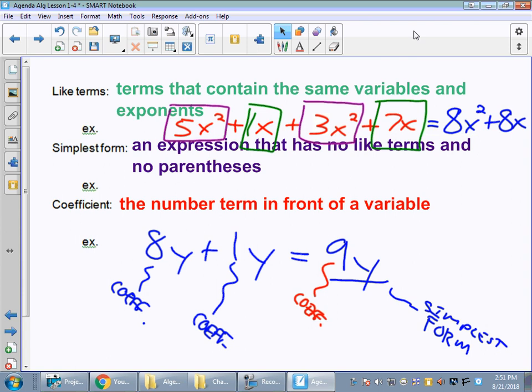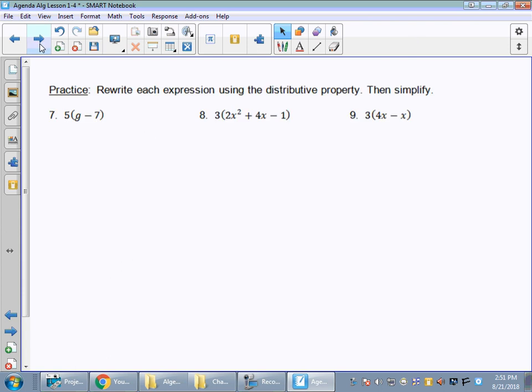So, combining like terms. All right, more practice here. This one says rewrite the expression using the distributive property, and then we want to simplify. So let's just go over to number 9 here. We're going to rewrite it using the distributive property and then simplify. So we're going to use distributive, and then we're going to make sure we don't have any like terms. We can get it in simplest form.